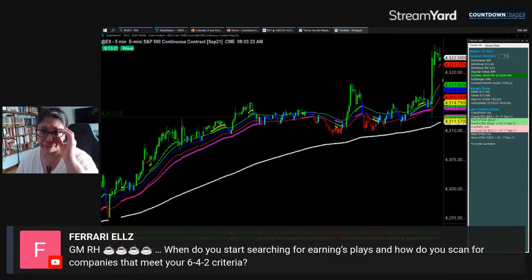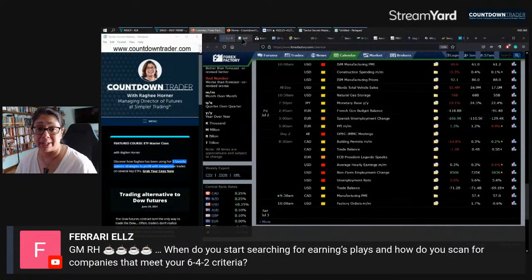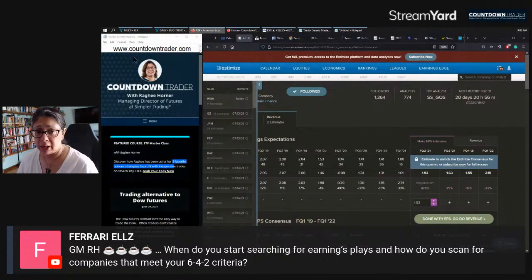So first of all, when do I start searching for earnings plays? And how do I scan for companies that meet the 642? It's actually pretty straightforward. First stop is, how do I scan? I don't scan, not in the sense that scanning is usually perceived. What I look for are heavily weighted stocks in the indices and sectors.